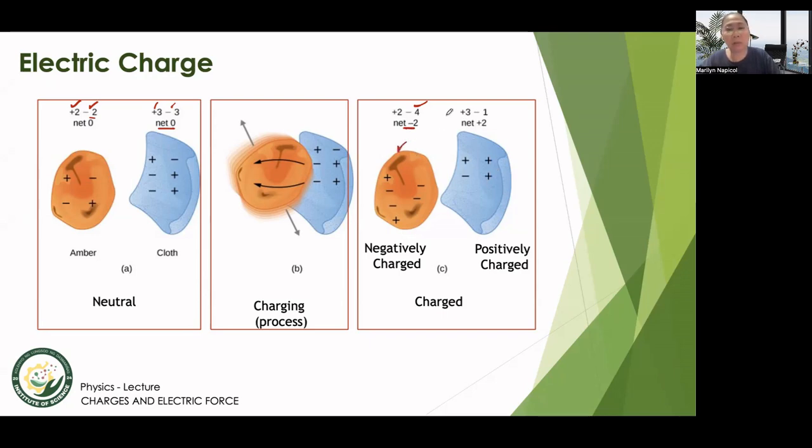Now, if we will look at the cloth, what do you notice? Mas marami ngayon dito ang positive charge. So you have 1, 2, 3, positive 3. And then you have one negative charge, so negative 1.